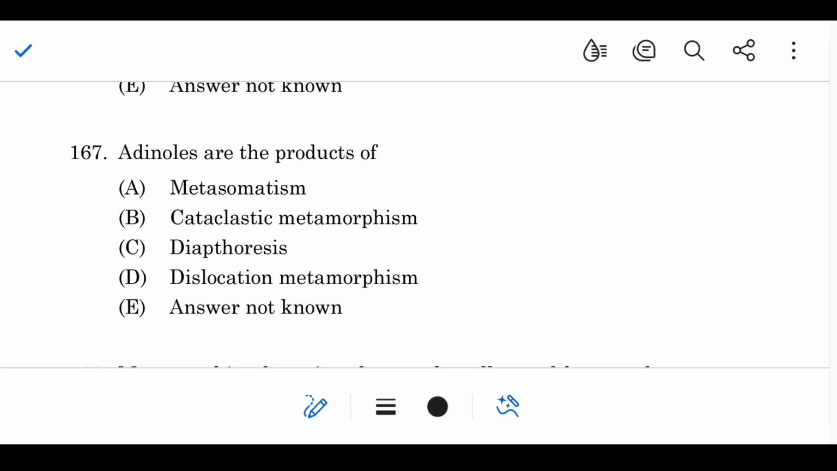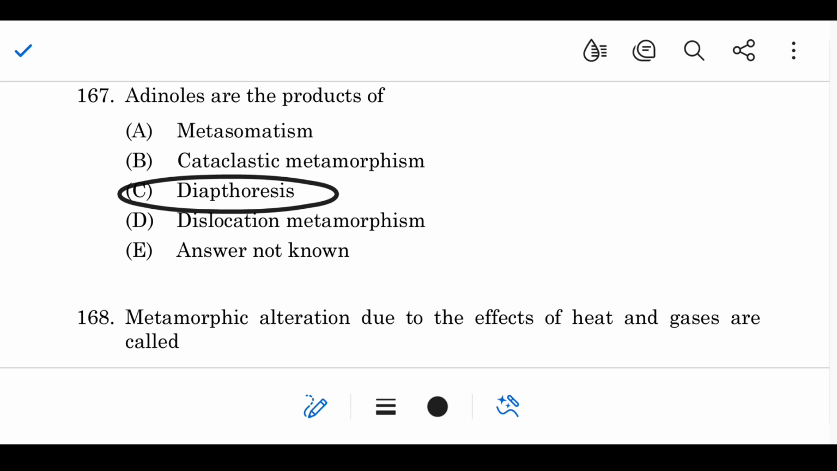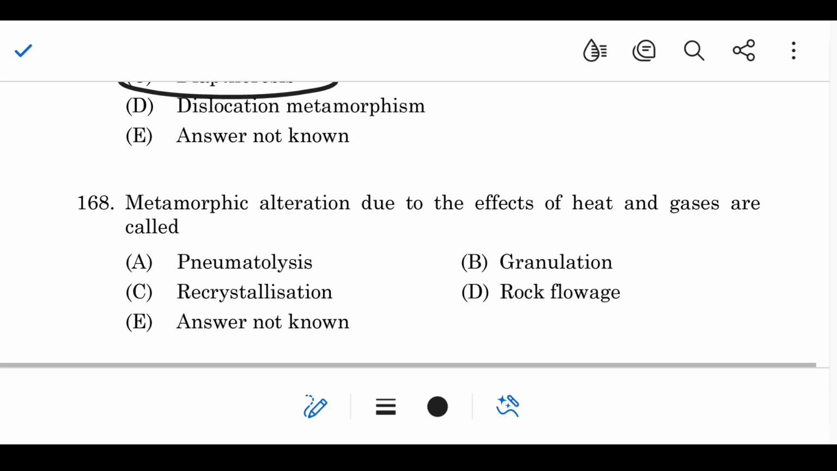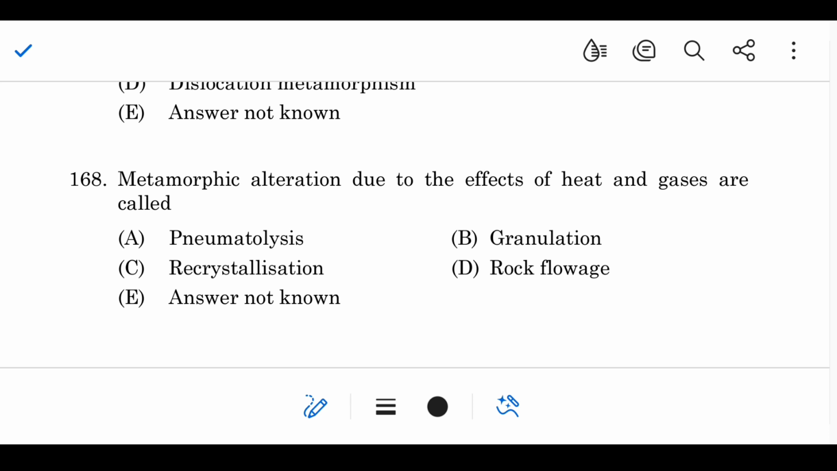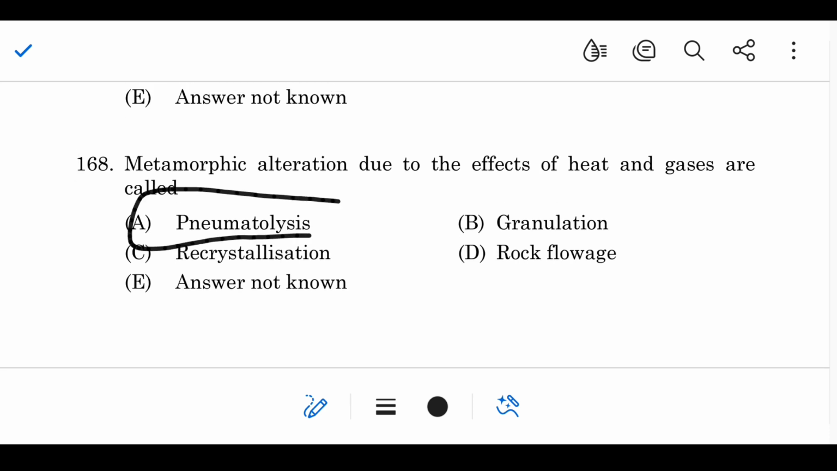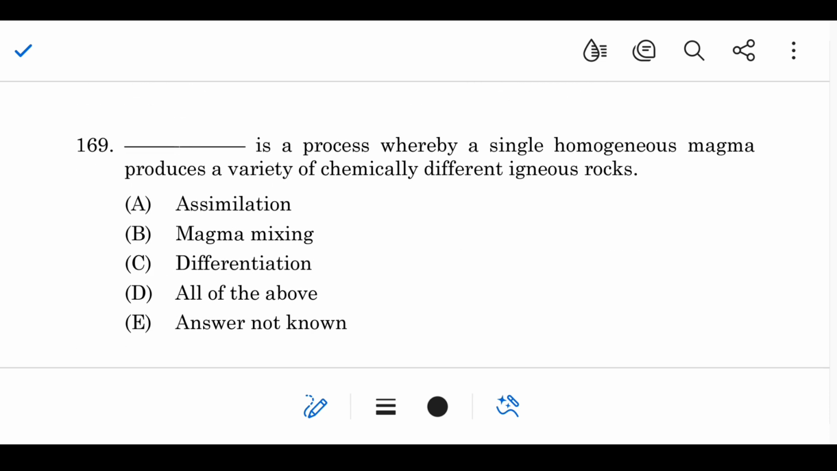Adinoles are the product of diatrosis. 168. Metamorphic alteration due to the effect of heat and gases is called pneumatolysis. Next, 169th question. A process whereby a single homogeneous magma produces a variety of chemically different igneous rocks.